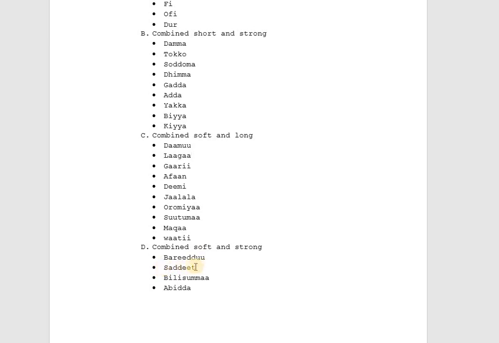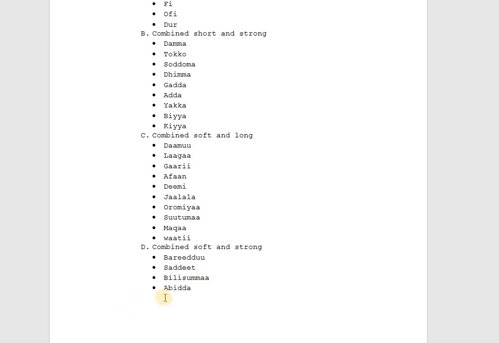Sadet, sadet. Sa is short and soft. Da is strong and long. Ta sound is short. Bilisumma, bilisumma. Here is the same structure as this. Ba, la, sa are all short and soft. Ma is strong and long.